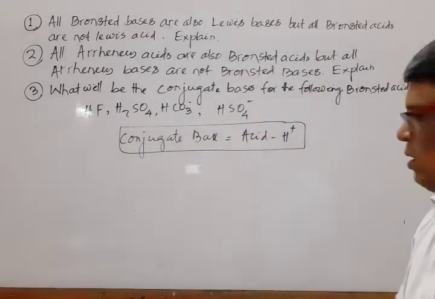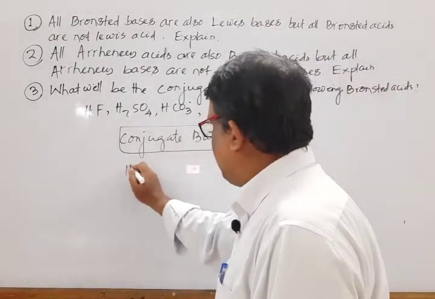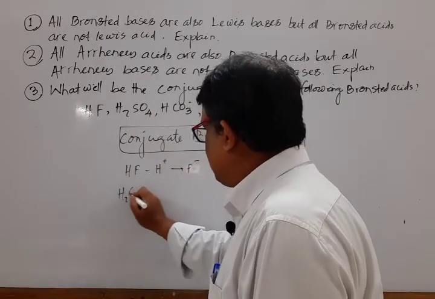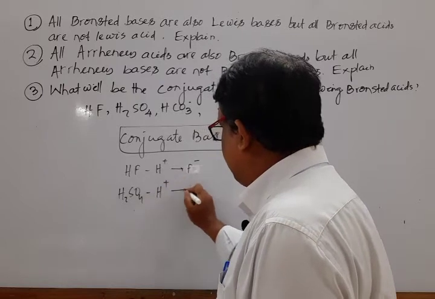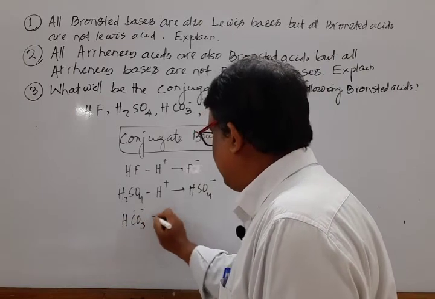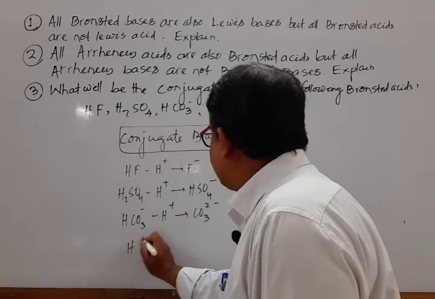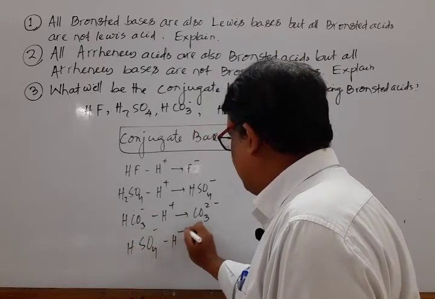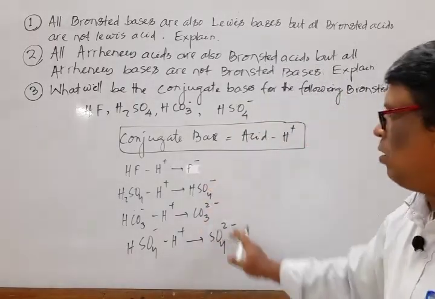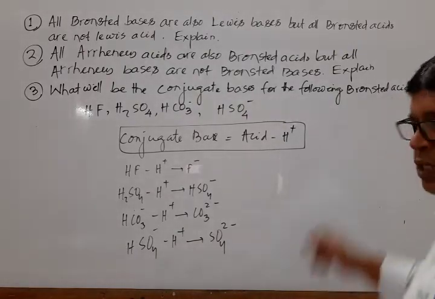Conjugate base is equal to acid minus proton. So HF minus a proton gives rise to F minus. H2SO4 minus a proton gives rise to HSO4 minus. HCO3 minus a proton gives rise to CO3 2 minus. HSO4 minus a proton gives rise to SO4 2 minus. These are the conjugate bases of the following Bronsted acids.